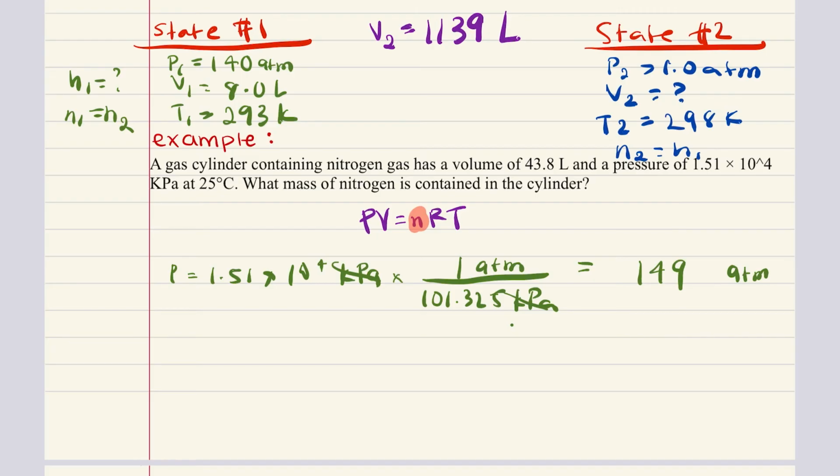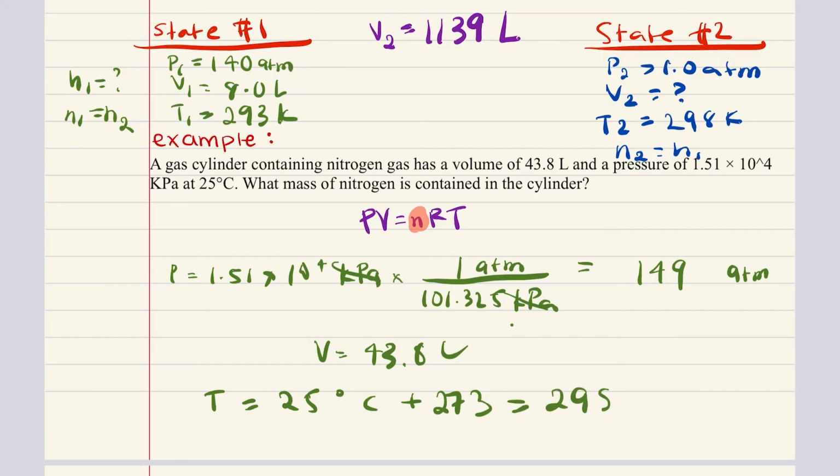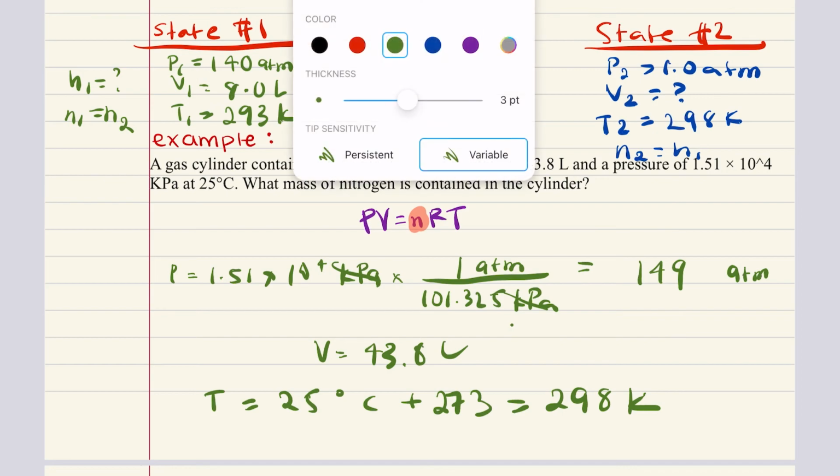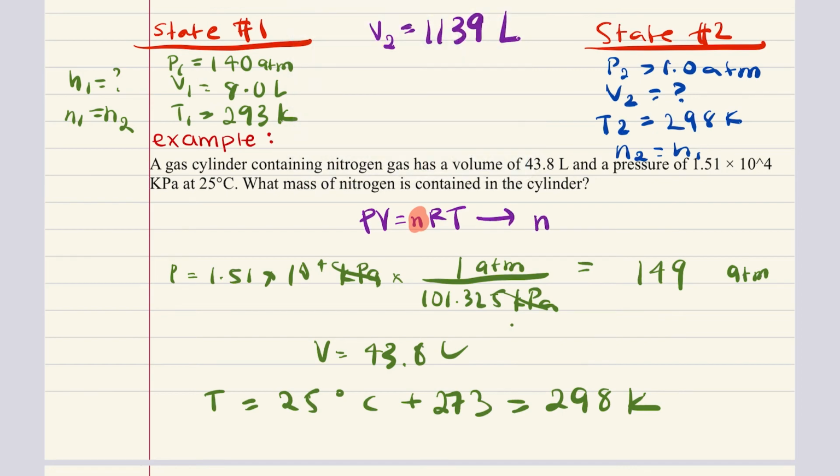Okay, volume is given to us as 43.8 liters. Great, that's in perfect units. Temperature is given to us in degrees Celsius. We need this in Kelvin. So we're going to add 273 to convert Celsius into Kelvin. This is equal to 298 Kelvin. Wonderful. Now we have all the information. We're going to rewrite our ideal gas law to solve for n. We're going to divide both sides by RT. All right, and what we get is n is equal to PV over RT.